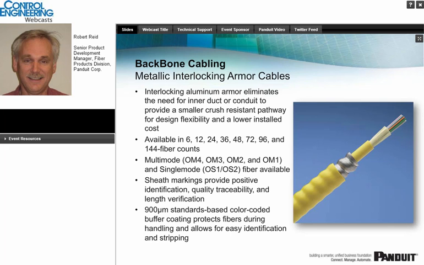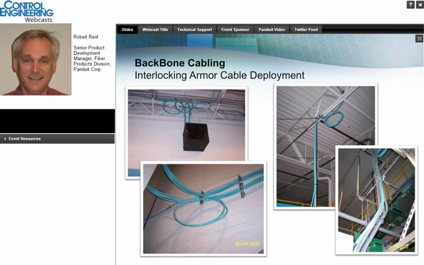Normally, if you're running a conduit, you would run the conduit, and then you would pull the cable through the conduit. Expensive. So this precludes the need for a separate conduit system, and this is a very mature cable design. In terms of deployment, we can see the cable tied off to the structural steel. Very robust cable. I won't say it's forklift resistant, but it's a very crush resistant cable.